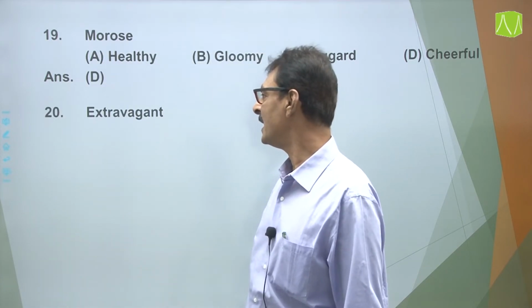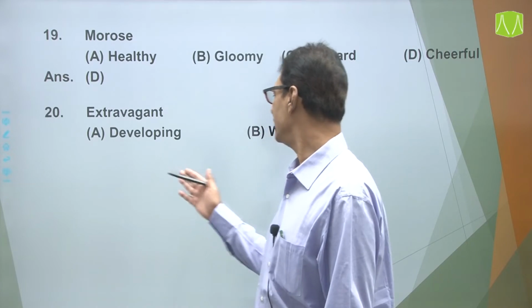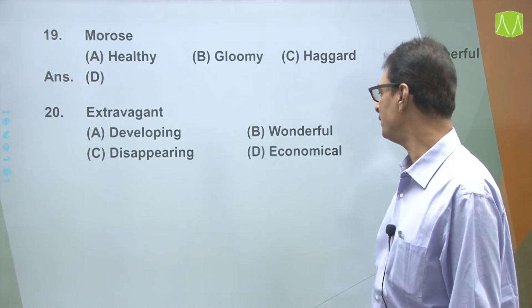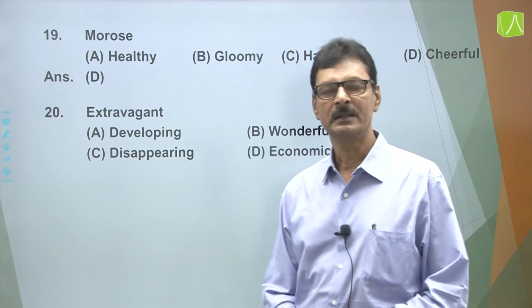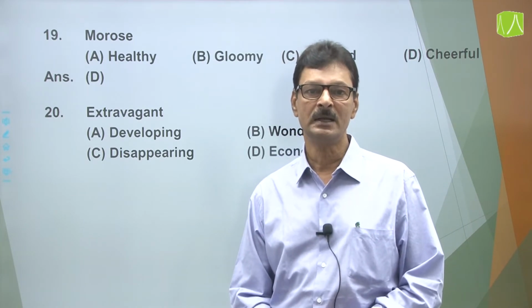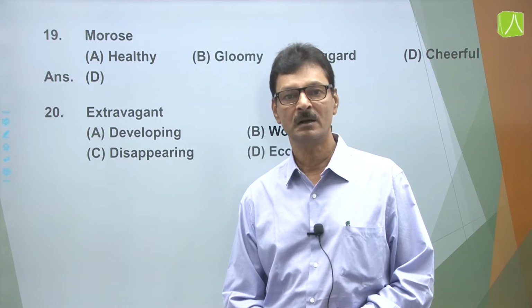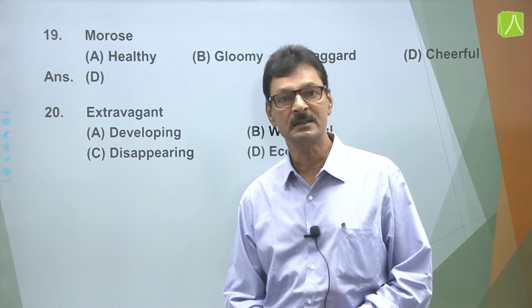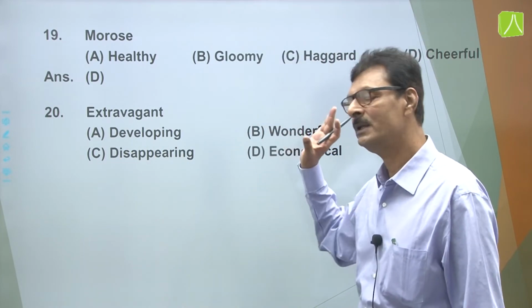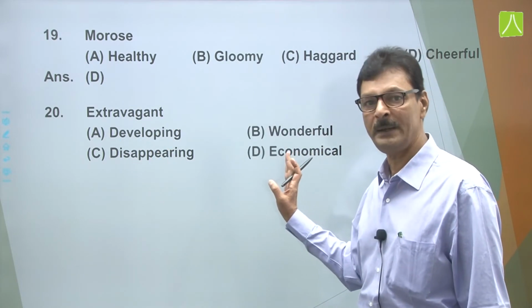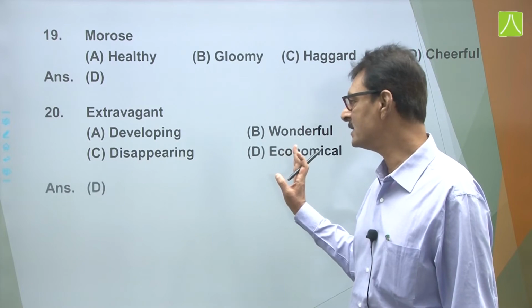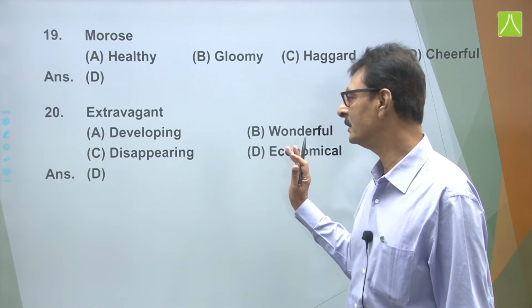एक और शब्द ले लेते हैं, extravagant, developing, wonderful, disappearing or economical. Extravagant, this we have done when we did the synonym part. Extravagant is fizul kharchila, one who spends money unnecessarily. So from the given options, what should be the antonym for this word extravagant? It will be economical. So D is the correct answer for this.